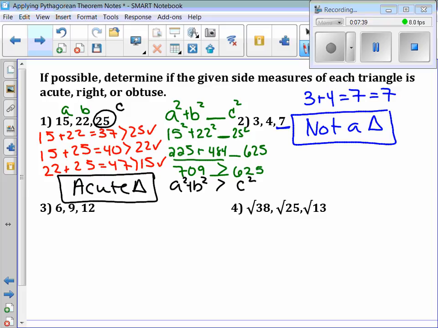Go ahead and hit pause for me and try number 3. So you're going to go through your 3 steps and determine your outcome. So hit pause and try 3.